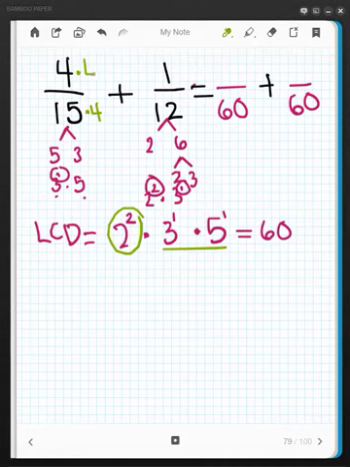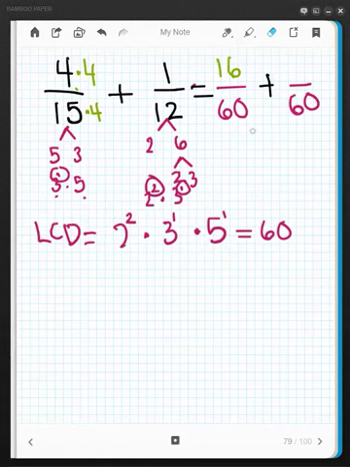So we do it again. 4 times 4 is 16. What you do to the denominator, you do to the numerator. All right, now we're going to go back and do this for the 12. So if we didn't know what times 12 was equal to 60, we can use this trick again.